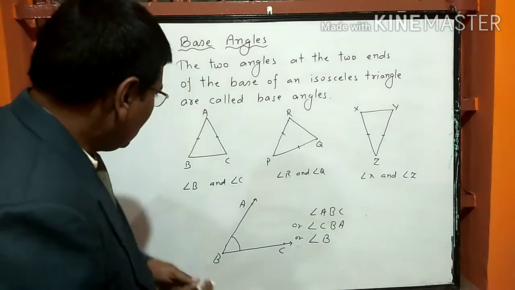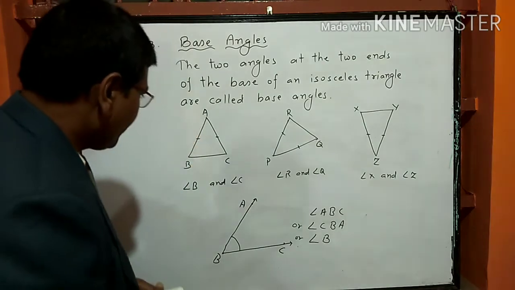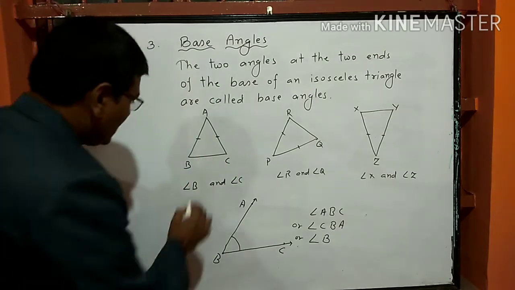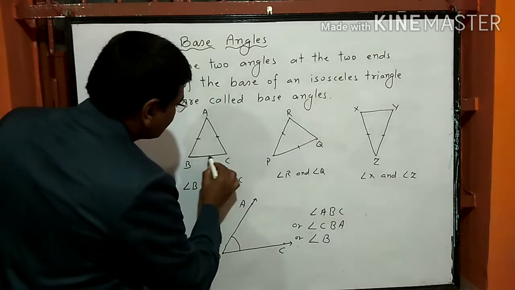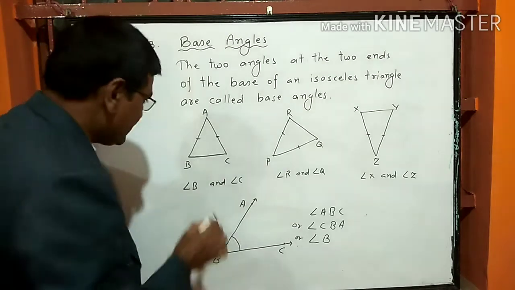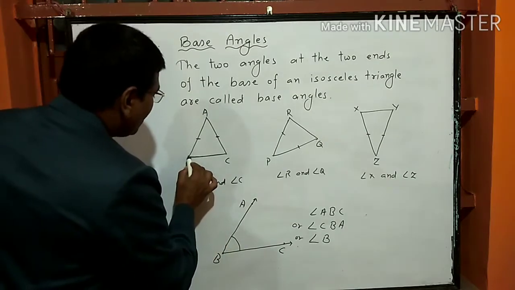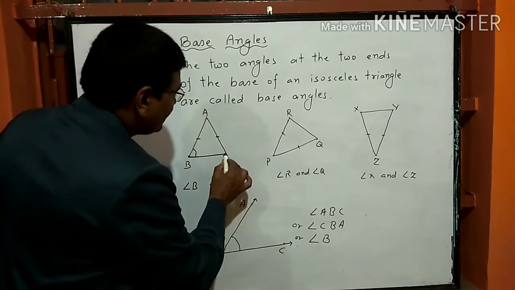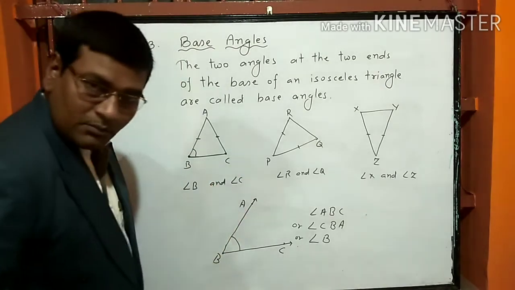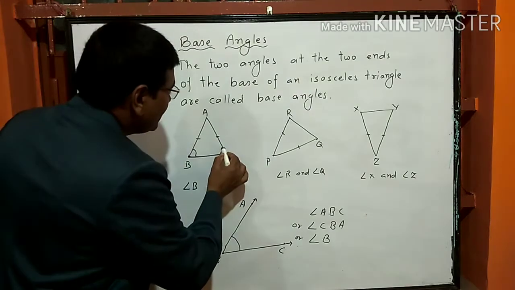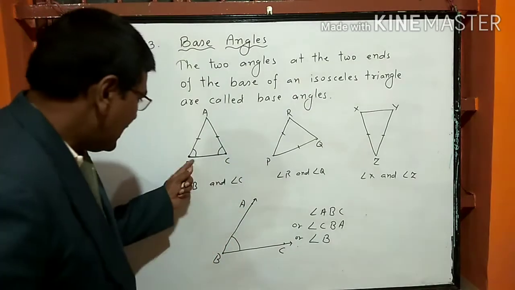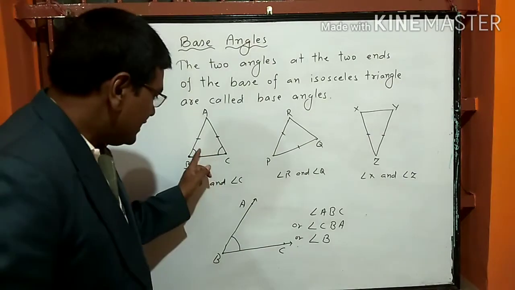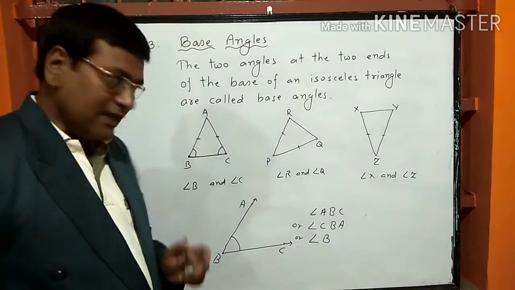Now again look at this triangle ABC. Side AB and side AC are equal, and BC is the base. At the end points of BC, there are angles. That means at both end points there are angles. These two angles are called base angles.